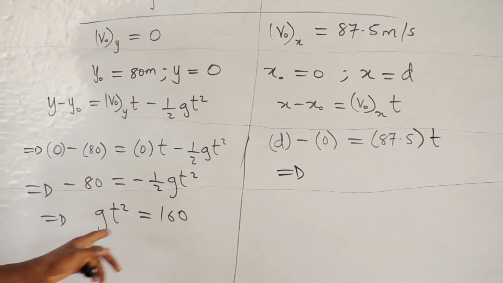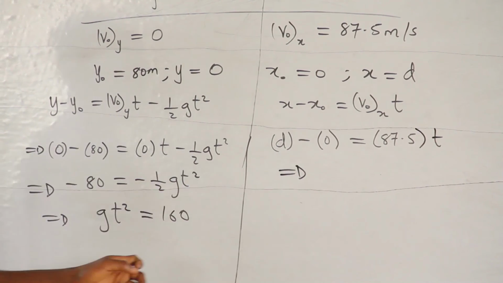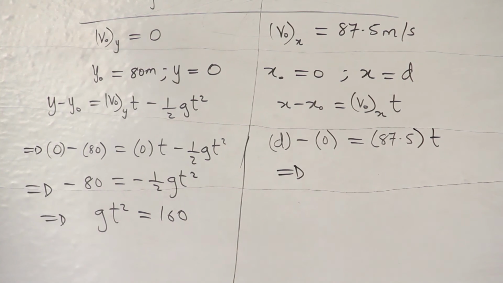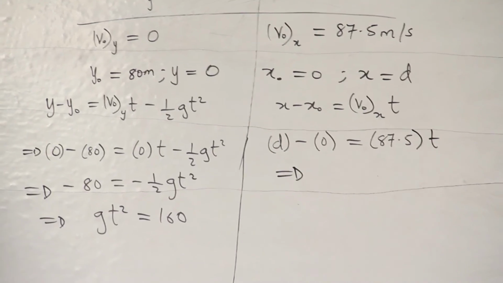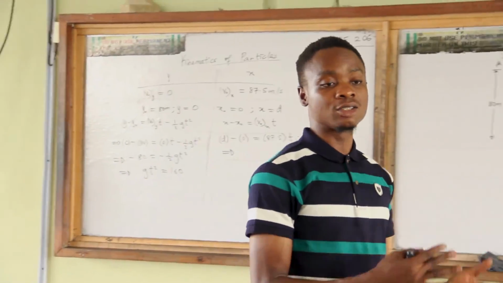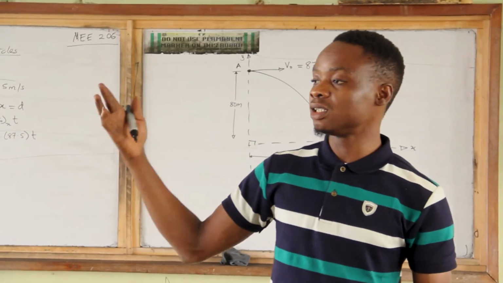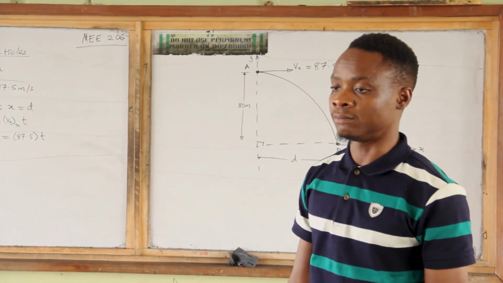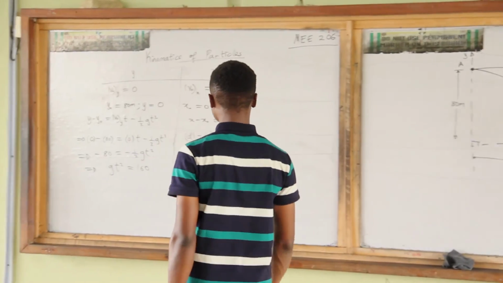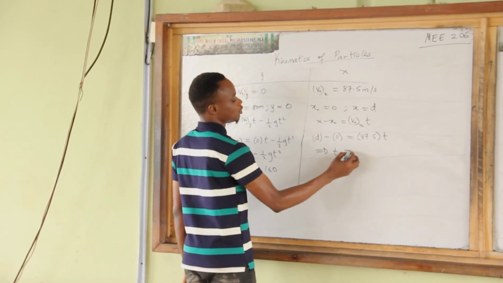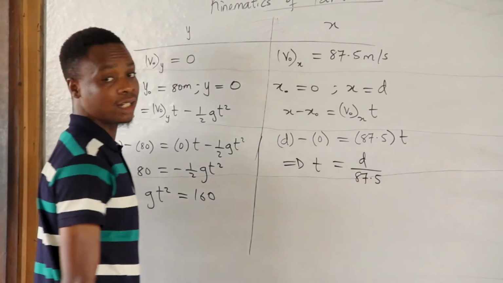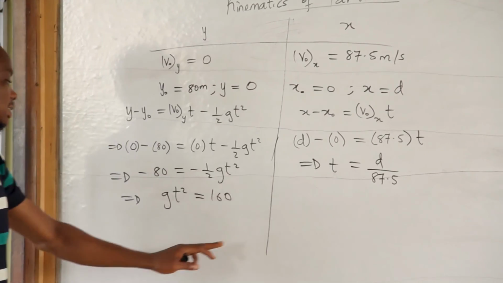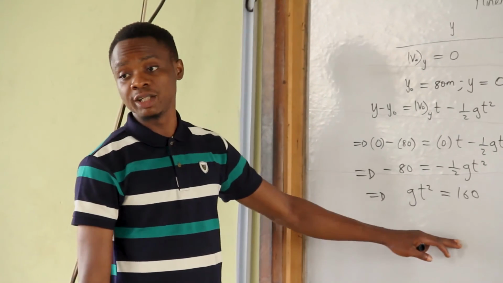T is common to both of them. I can make t the subject here and substitute it here. Why? Because both components of motion occur simultaneously. That means both components of motion occur at the same time, so I can make t the subject in one component and substitute it into the other component. So I can write that t is equal to d over 87.5. Then I will substitute this t into this expression.